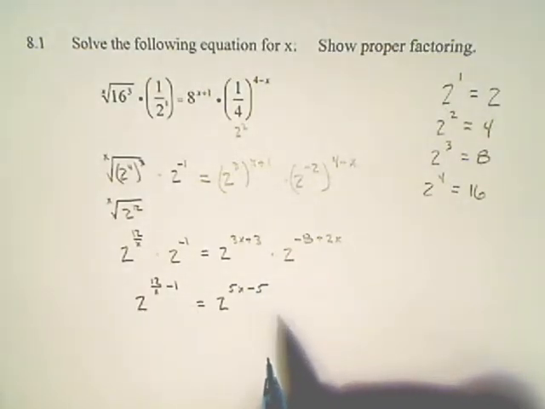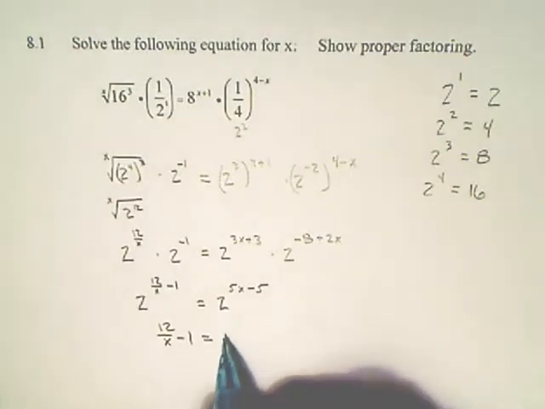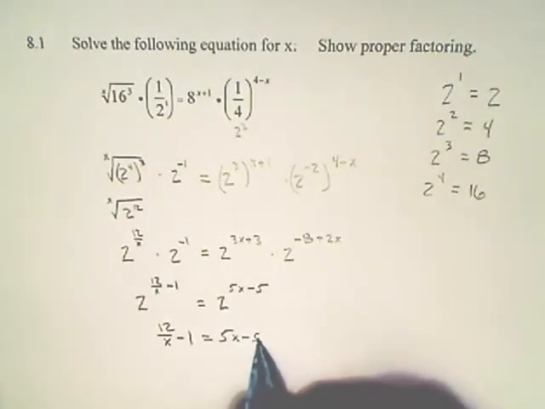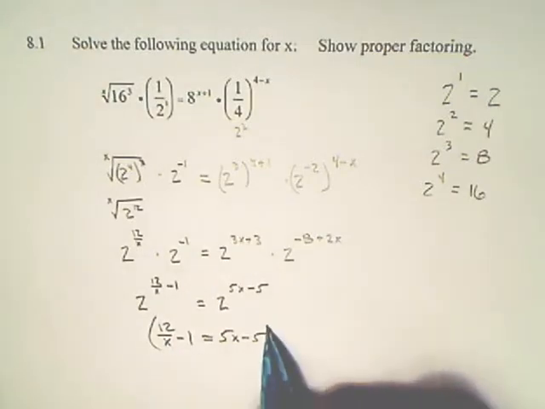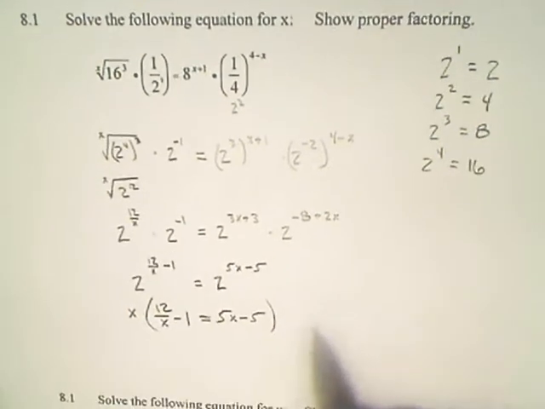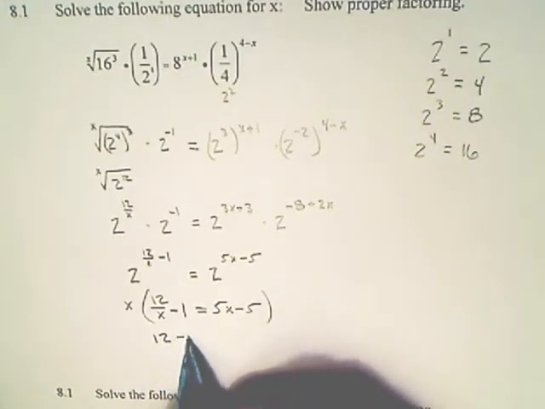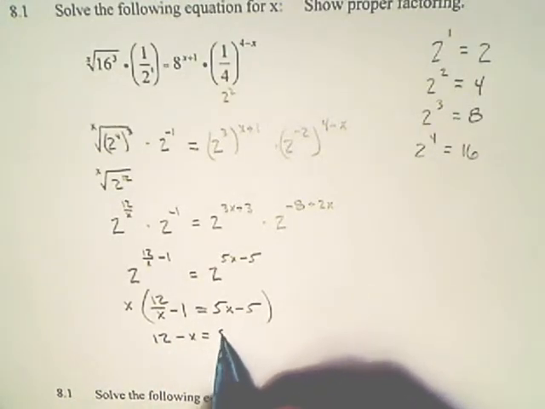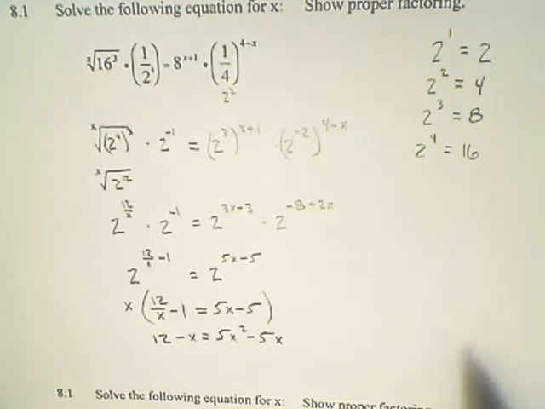When the bases are the same, you set the exponents equal to one another. So the 12 over x minus 1, set it equal to the 5x minus 5. At this point, you should do fraction busters. Fraction busters is find the common denominator. In this case, it's just the x. Multiply everything by that common denominator, which is x. And now you would get 12 minus x equals 5x squared minus 5x. And you have no more fraction.